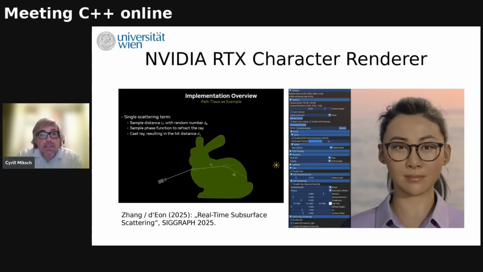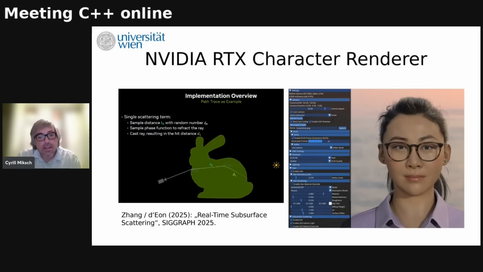Let's look into the NVIDIA RTX character renderer, which I've already talked about. It implements the solution by Zhang, which basically combines two different approaches to subsurface scattering. It combines a diffusion profile and a ray trace part. And this ray trace part also has two different parts.